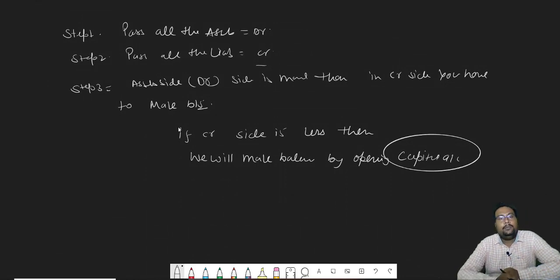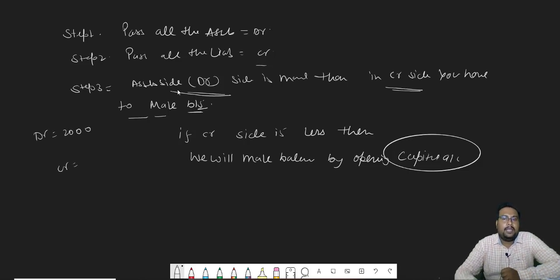Okay beta. So what we have to do? Simple. We have to pass all the entries given in the opening side in the debit side. Whatever liability we have will be passed in the credit side. After that, if the debit side is more than the credit side, then we have to make the balance. If the credit side is less, then we will make the balance by opening the capital account.